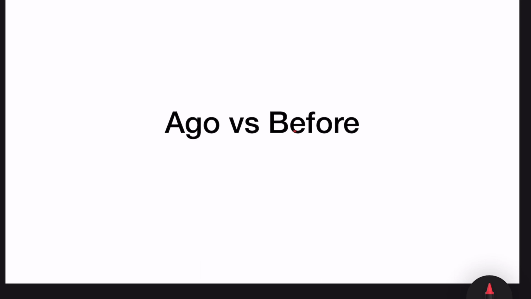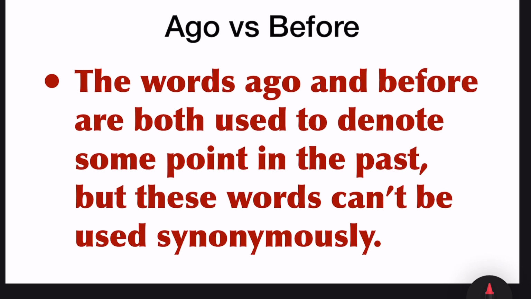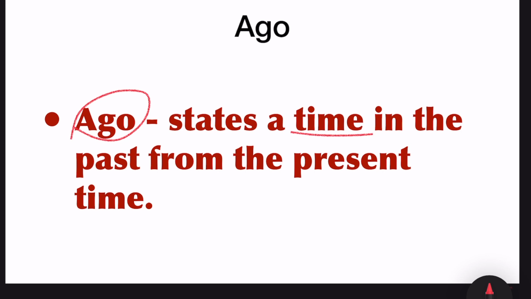In today's class, we are going to discuss the difference between ago and before. The words ago and before are both used to denote some point in the past, but these words can't be used synonymously. Ago states a time in the past from the present time.